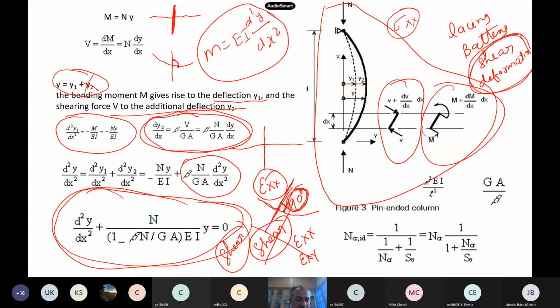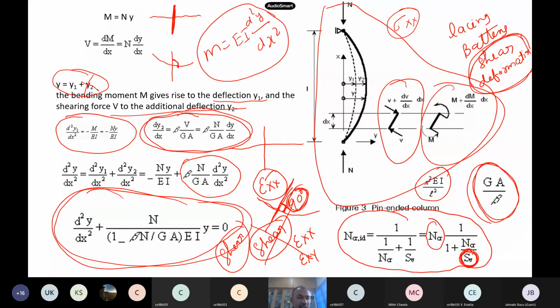We will not go into details, I'm just informing you. Finally, the buckling load of my column is given by this expression. N_CR is nothing but pi squared EI by L squared times 1 by (1 plus N_CR by S_V). This is the contribution of shear, which is given by GA by beta. G is the shear modulus, A is the area, and beta is a shape factor or shear factor, which depends on the area. So that factor will be there.